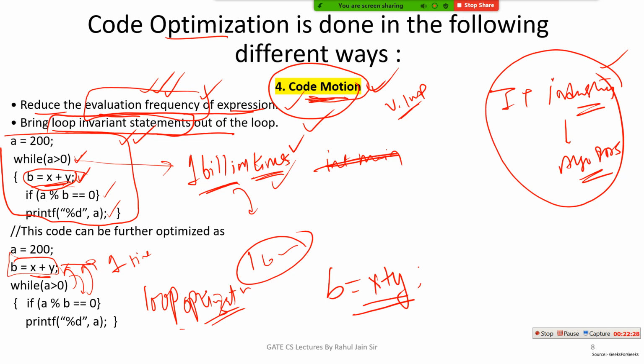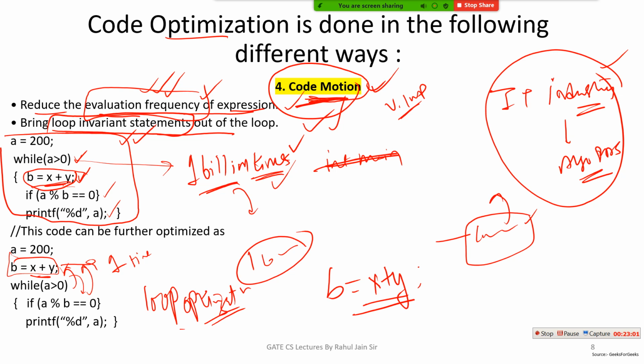By optimizing using code motion, we can reduce our program's execution time by billions of times, because code motion is done on loops. If you remove any line from a program, it will reduce just one line and save just one unit of time. But if you move this statement out of the loop, that will save billions of executions, right? So this procedure is called code motion.